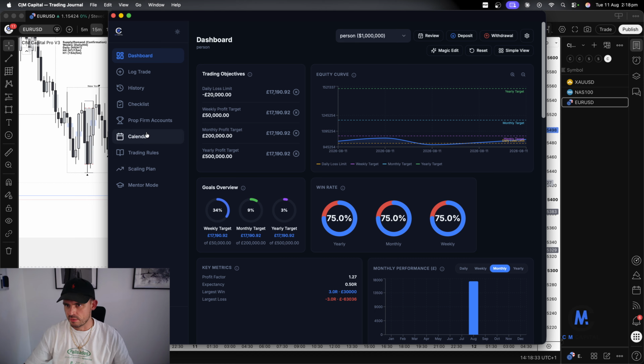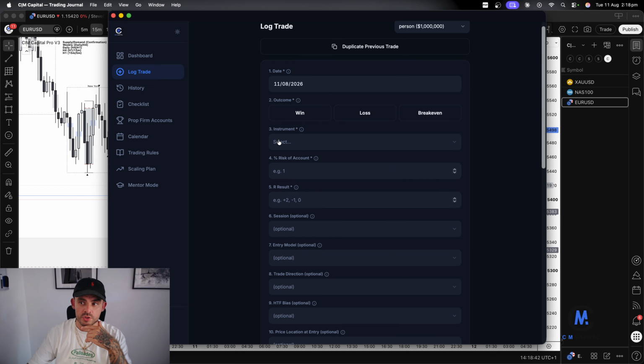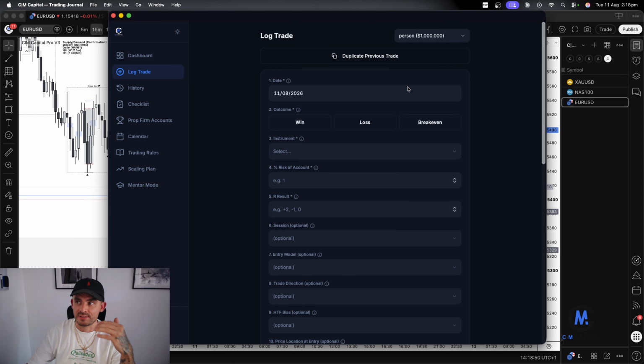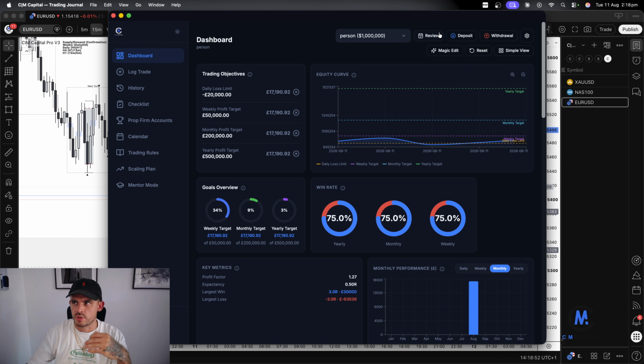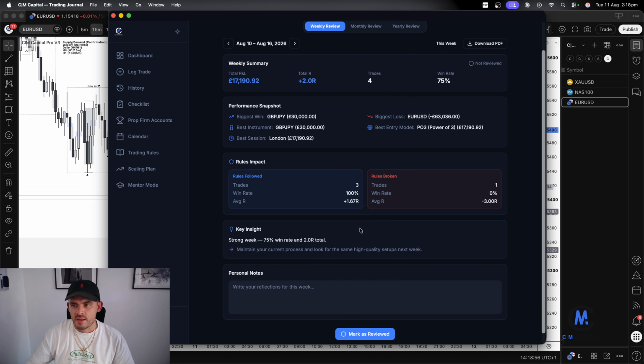Trading rules, calendar, which is cool. Prop firm accounts, just to list all your prop firm accounts. Your checklist, your history, your trade log. Like I said, it's just the first 5 you actually have to have. They're the ones with the stars. You have to have them, and the rest are optional. But I recommend them just for the data. Like I said, when you go to the dashboard and you want to actually start downloading your PDFs, the more data you have, the better.